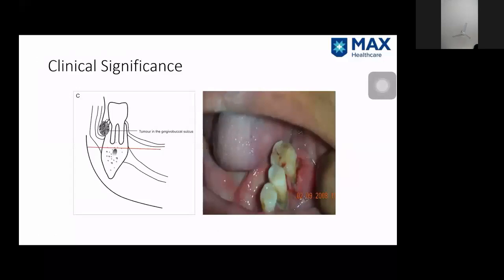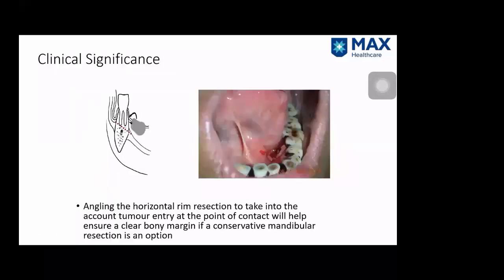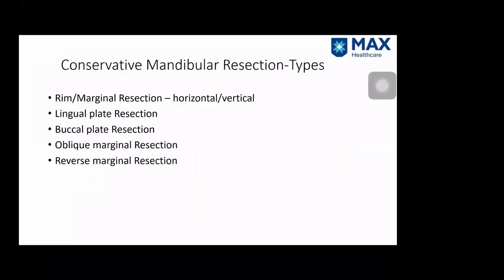For tumors in the gingival sulcus, it may be horizontal rather than for a floor of mouth lesion, as I showed in the previous slide. It needs to be more oblique so as to get proper soft tissue coverage. Along with marginal mandibulectomy, we can also have lingual plate resection, buccal plate resections, and oblique and reverse marginal resections.